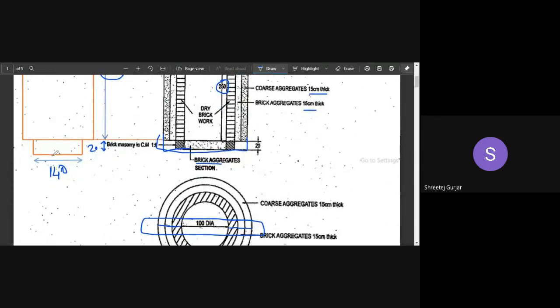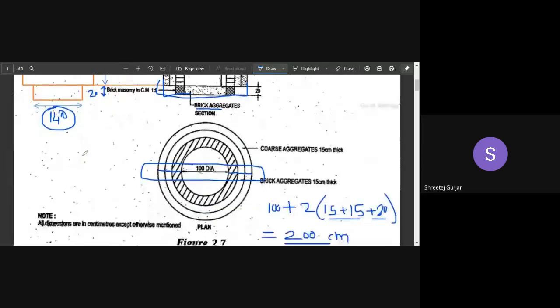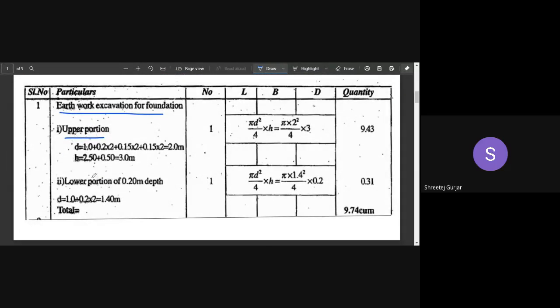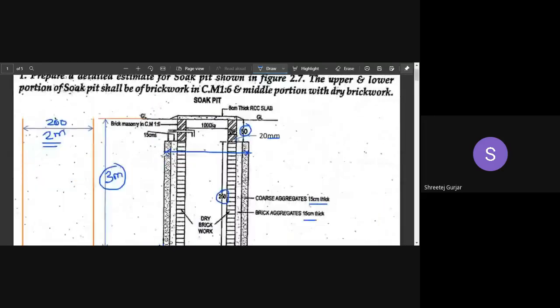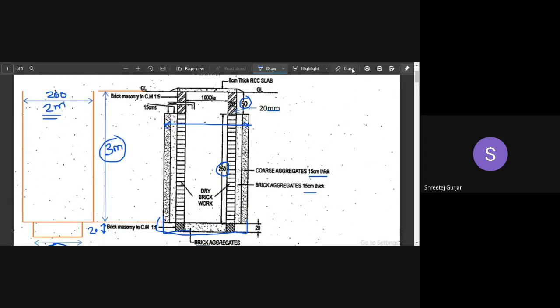And for bottom portion it will be what? Pi by 4 into 1.4 squared, right? In meters it will be 1.4 meters. So pi by 4 into 1.4 squared into 0.2, which is the height. Both of that you have to write separately, upper portion and lower portion, and then if you add both of them, in the end you will get the total quantity of earthwork in excavation. Okay, so is this part clear? Excavation part clear? Excavation, no problem.